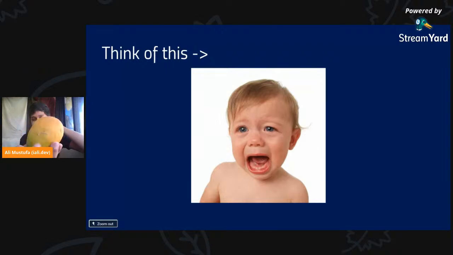I'll bring it closer to the camera. What is this fruit? Okay, mango, people saying mango. Can you be more specific which kind of mango? Why do you know that this is a mango?